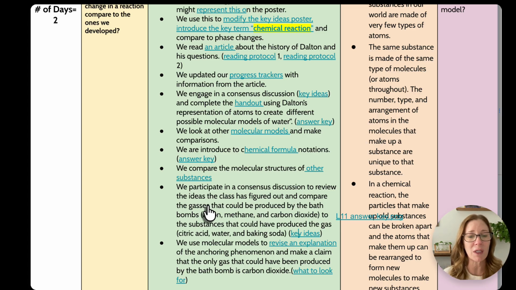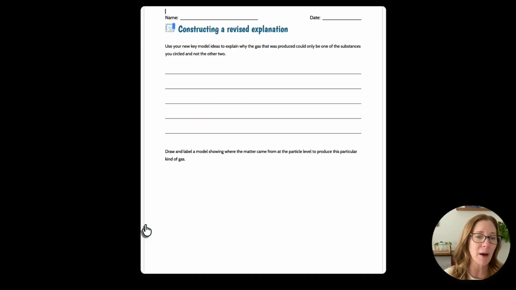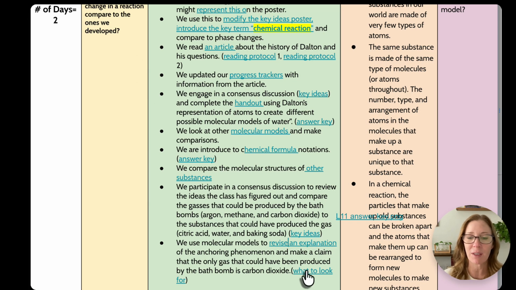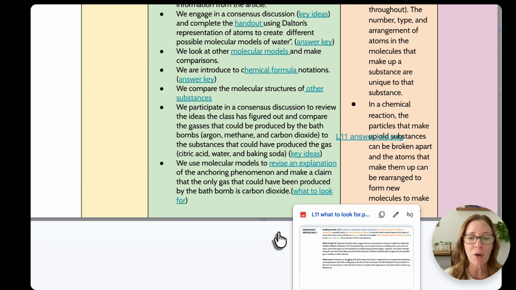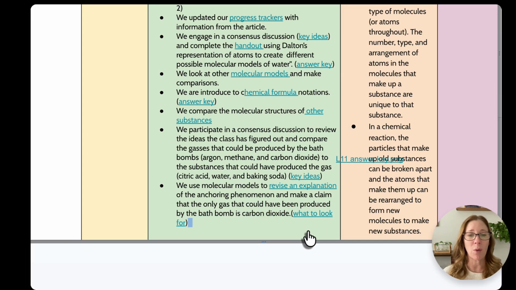They're going to use this new idea to revise an explanation of the anchoring phenomenon. Here's the handout you will give them, and you're going to have them draw a model showing where the matter came from at the particle level to produce this kind of gas. So this is a big moment. This is kind of it. There is something here provided on what to look for in the models, but this is the big moment in time. We really have now introduced chemical reactions and what's in that gas that was produced by the bath bombs.